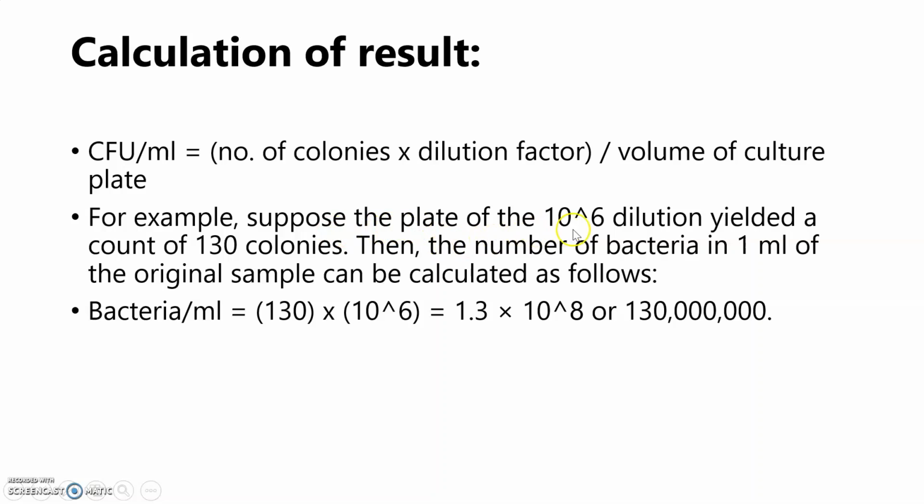For example, suppose the plate of 10⁶ dilution yielded a count of 130 colonies. How will we calculate the number of bacteria in 1 ml of the original sample? It is 130 times the dilution factor of 10⁶, so it will be 1.3 × 10⁸. The value will be like that.